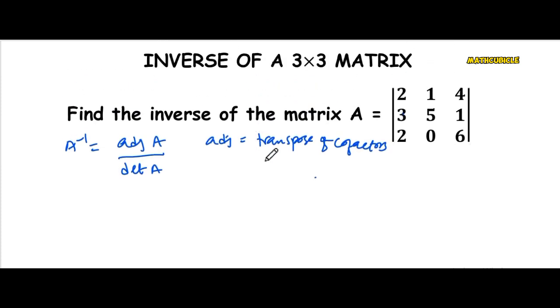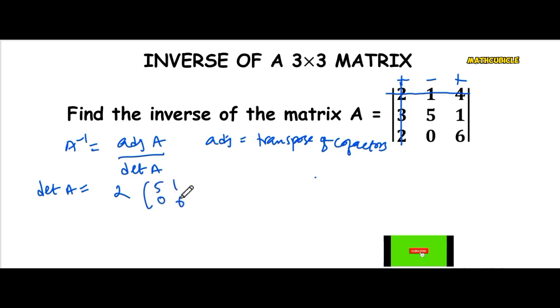The first thing first, we have to get the determinant of A. So to get the determinant of A, let's call this plus, minus, and plus. So we are starting with 2 here. So let's get the minor of 2. To do that, we rule this vertically, rule that horizontally. So we are left with 5, 1, 0, and 6.